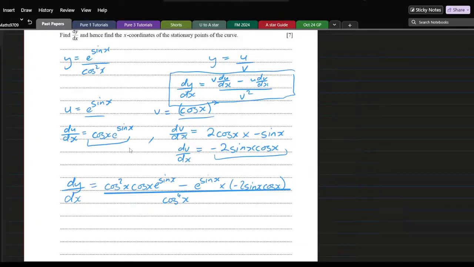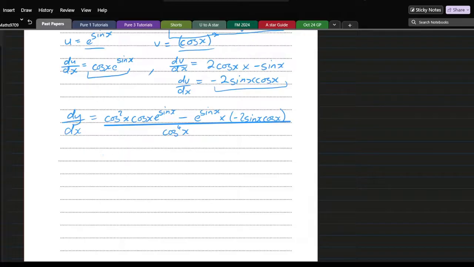Alright, so let's just simplify our numerator. So dy/dx is equal to, for the first term in the numerator, that becomes cos cubed x e to the sine x, and we've got this negative sign here, and then we've got the negative sign there, so it will end up being positive, and this is 2 sine x cos x e to the sine x, and this is all over cos to the 4x.